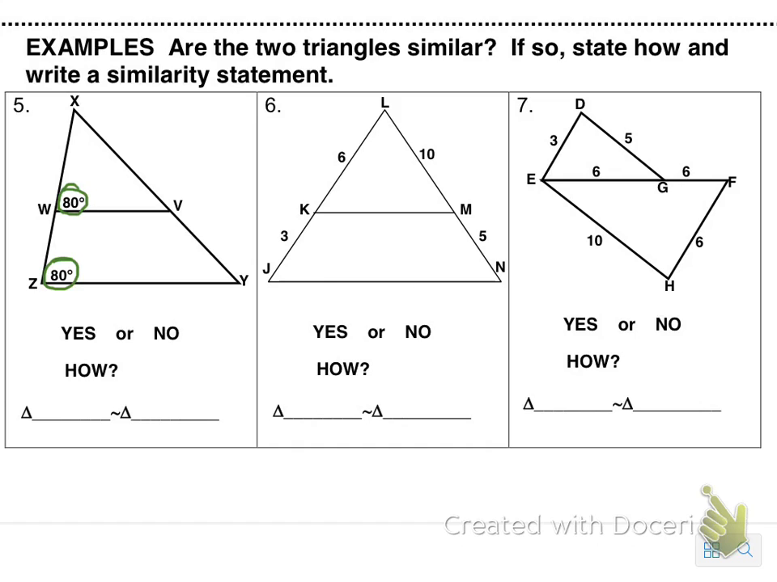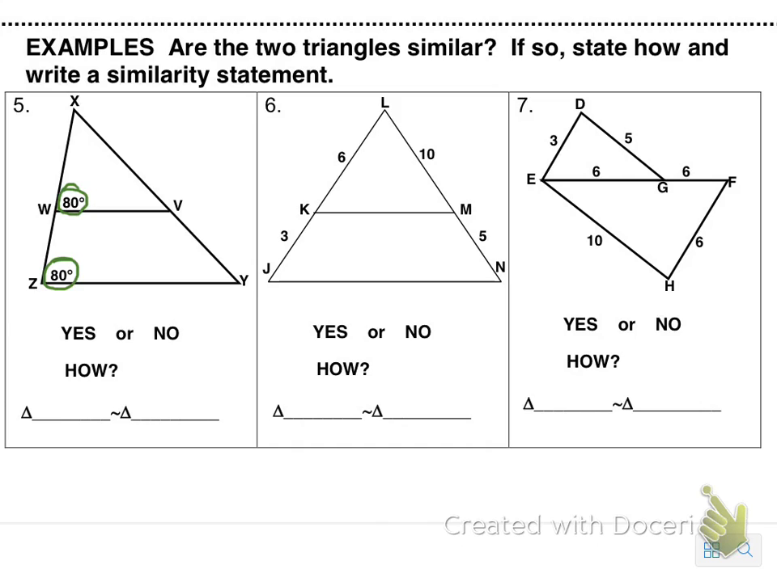One triangle, triangle XWV, is embedded within a larger triangle, triangle XZY. And we notice, first off, that two angles are congruent. Corresponding angles are congruent. Angle XWV is 80 degrees, and angle XZY is also 80 degrees. So that's one pair of angles that is congruent.